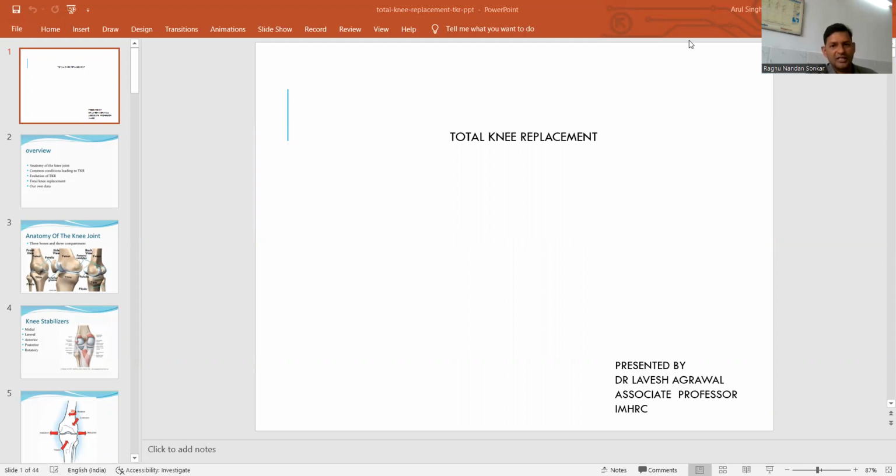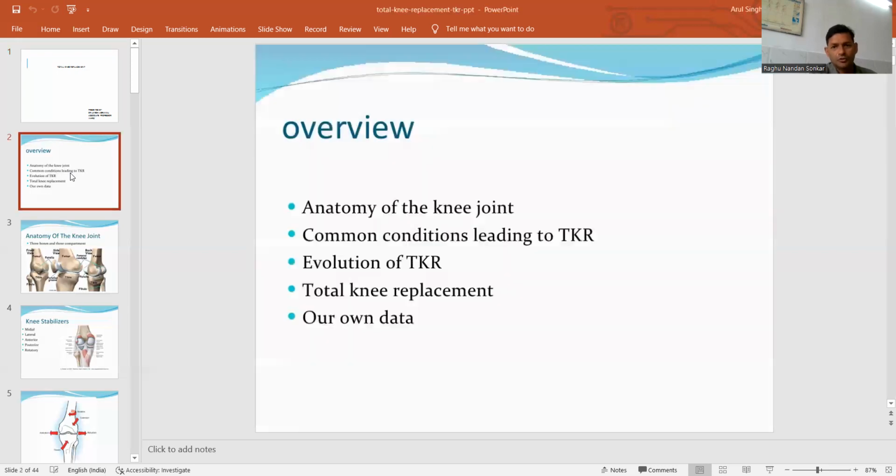Today my topic is total knee replacement arthroplasty. We will discuss arthroplasty one by one: an overview, anatomy, anesthesia, procedures, and lastly management. First of all, an overview about arthroplasty, anatomy of the knee joint, common conditions leading to total knee arthroplasty, evaluation of TKR, total knee replacement, and our own data.